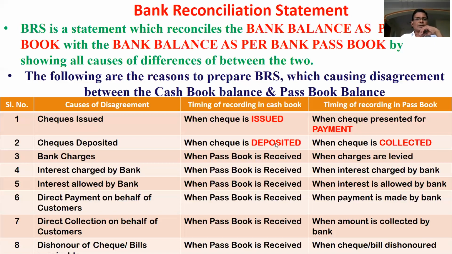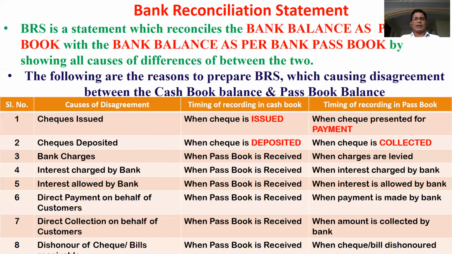So what are the disagreements? First, checks issued. Whenever a check is issued, we write it on the credit side of the three-column cash book, by the issuer's name. That is, we usually issue checks to our creditors, our suppliers. We write on the credit side of the three-column cash book, by the creditor's or supplier's name. Whenever we issue a check, it is recorded in the cash book bank column, credit side.